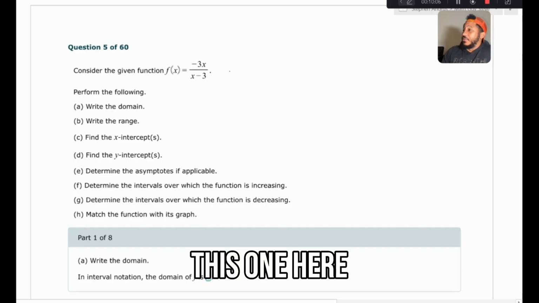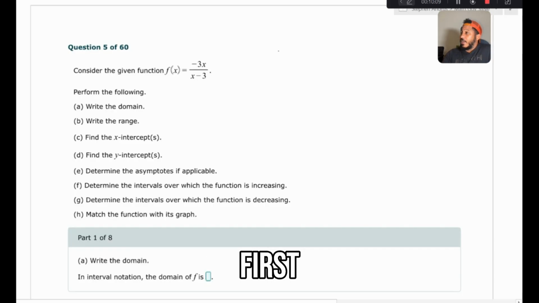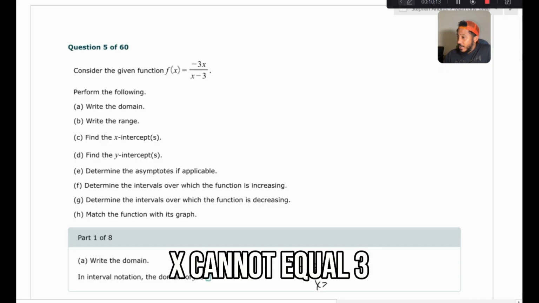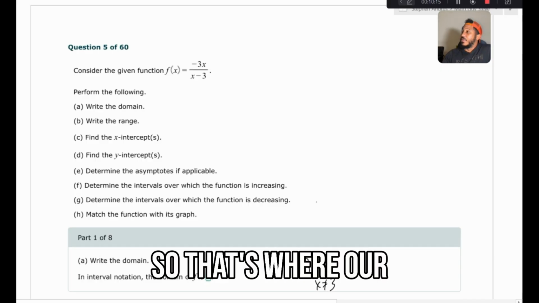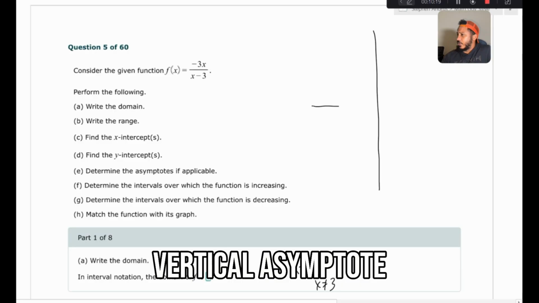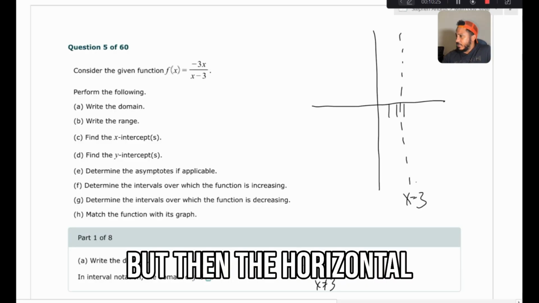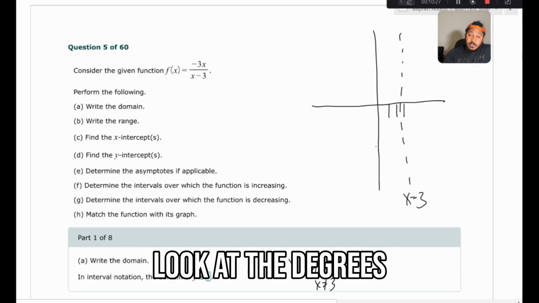Okay, so this one here is a little bit different, right? And that is, okay, first, we know the domain, same thing, right? X minus 3 cannot equal 0, x cannot equal 3. Makes sense. So that's where our vertical asymptote is. So our vertical asymptote is x equals 3. But then the horizontal or oblique asymptote, look at the degrees, the powers.